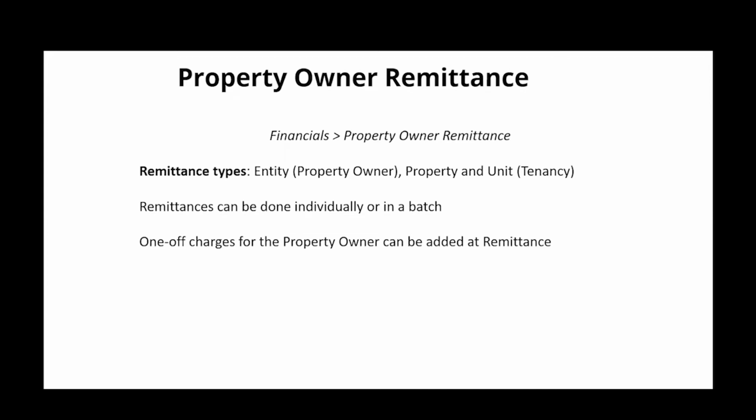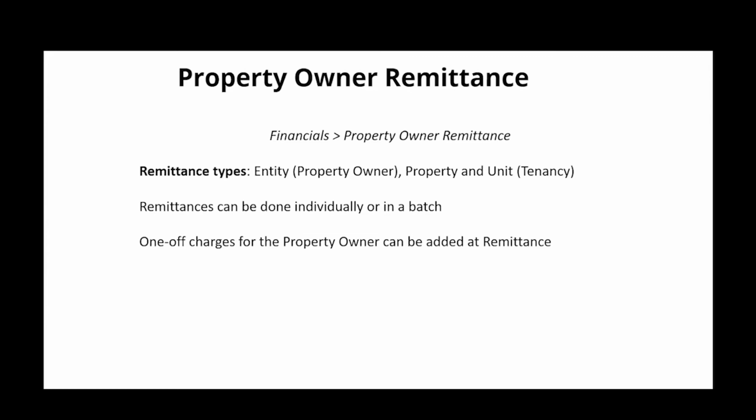In terms of doing your remittance, you have a few options in terms of your setup and how you want to remit. You may have a case where you've got a landlord that has multiple properties and you're going to remit all those properties together. In that case, your remittance type would be by entity, also known as property owner. If you have multiple properties for a specific owner and you pay the landlord property by property, then your remittance type would be property.